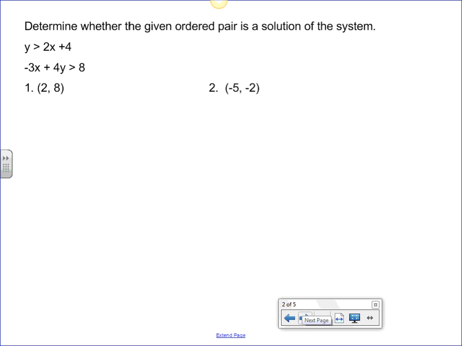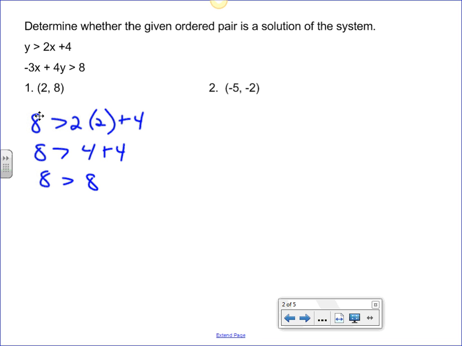It means the same thing it would mean to be a solution of anything else. It means it makes the statements true. So if I plug (2, 8) back into this one here, I'd have y is greater than 2 times 2 plus 4. So that would be 8 is greater than 4 plus 4. Is 8 greater than 8? And the answer would be no. So I don't have to put it back into the other one. We know right away that this is not a solution because in order to be a solution, it would have to be true for both cases.